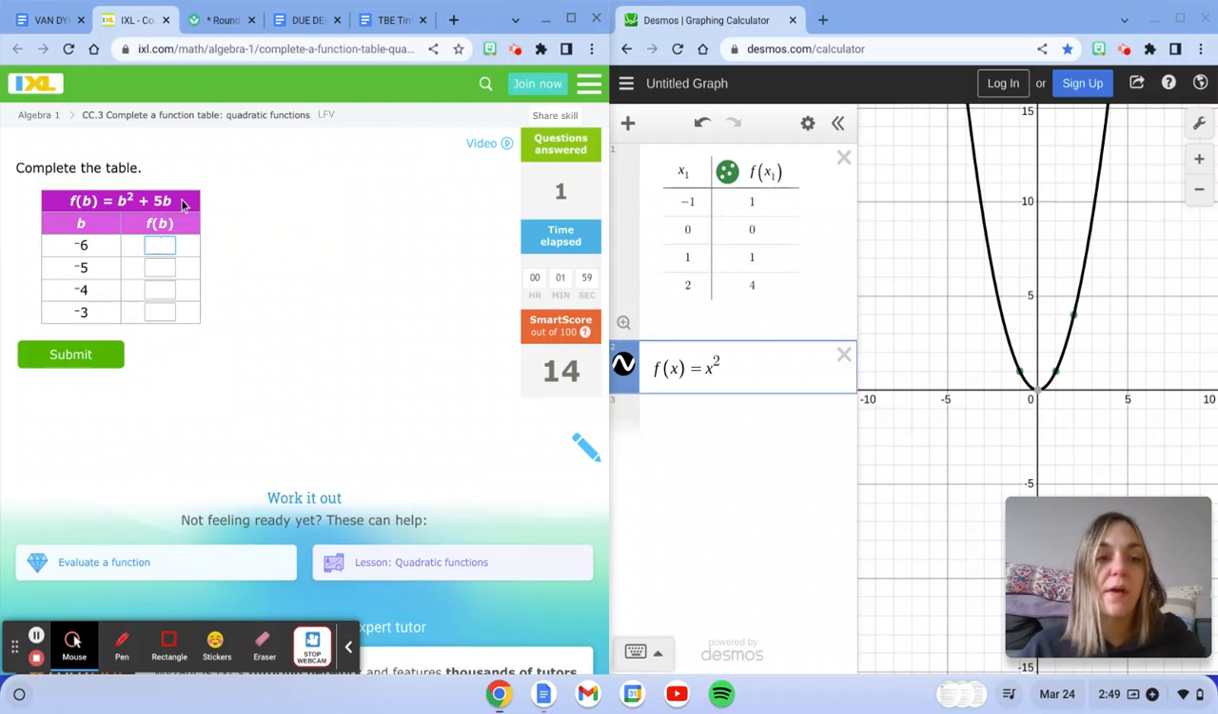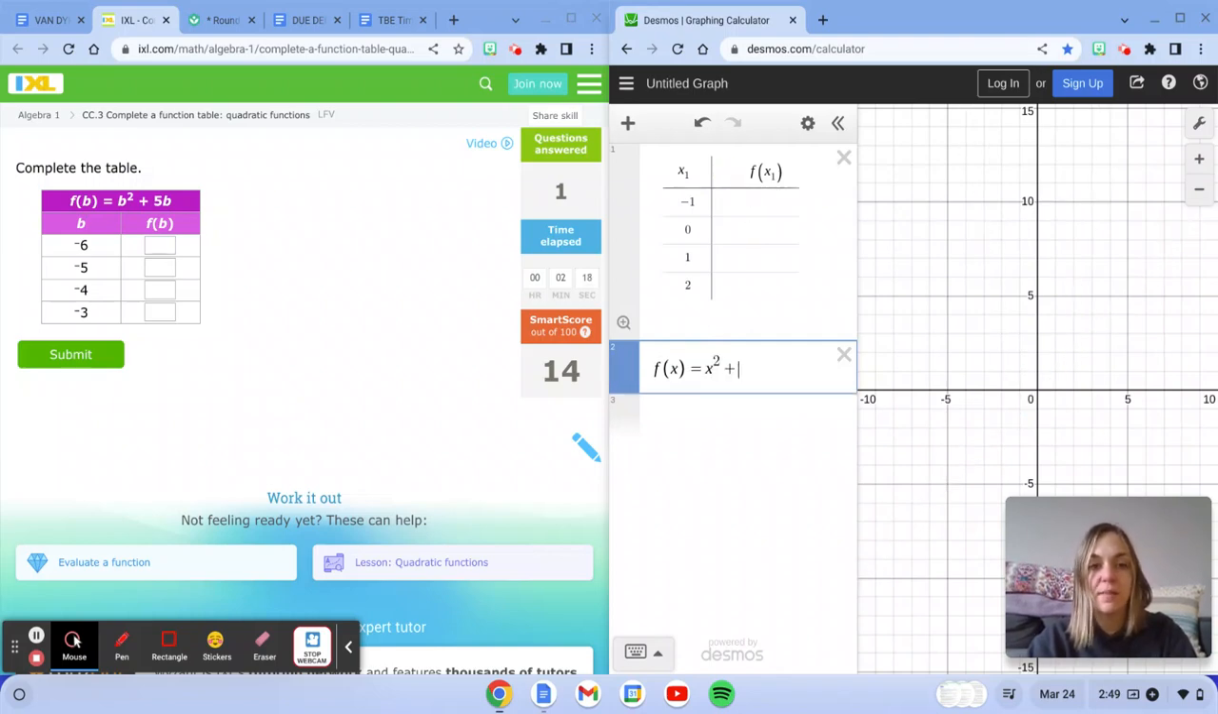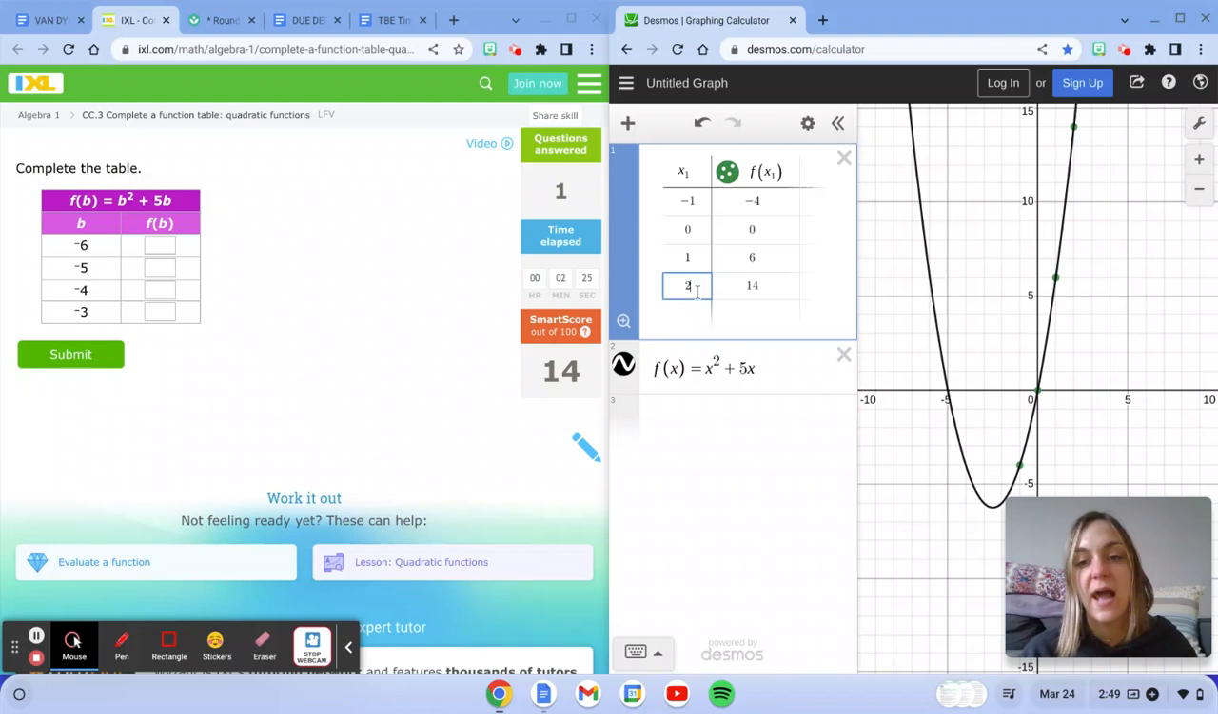Okay. Now this one looks a little bit different, but in order for me to not have to keep typing stuff in to Desmos or having to keep rearranging things, we're just going to pretend that this b is an x. So anytime you see b, we're changing it to x. This is going to be x squared plus 5x. So instead of b squared plus 5b, I have x squared plus 5x.